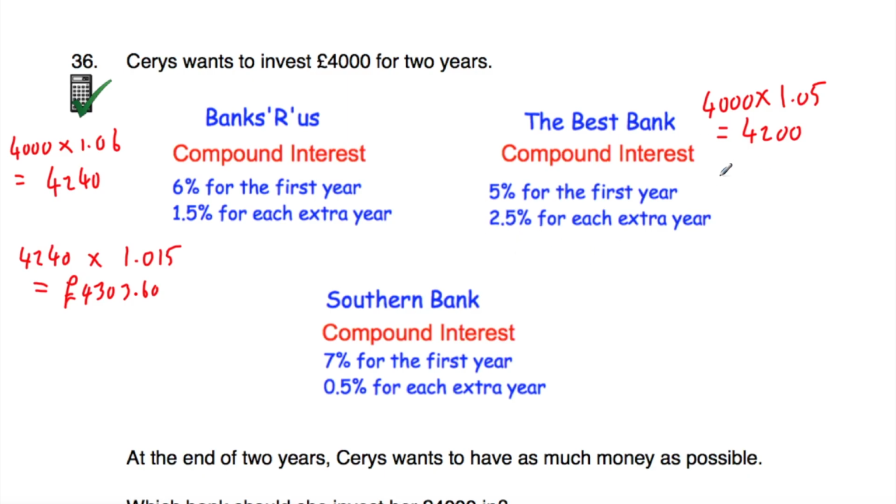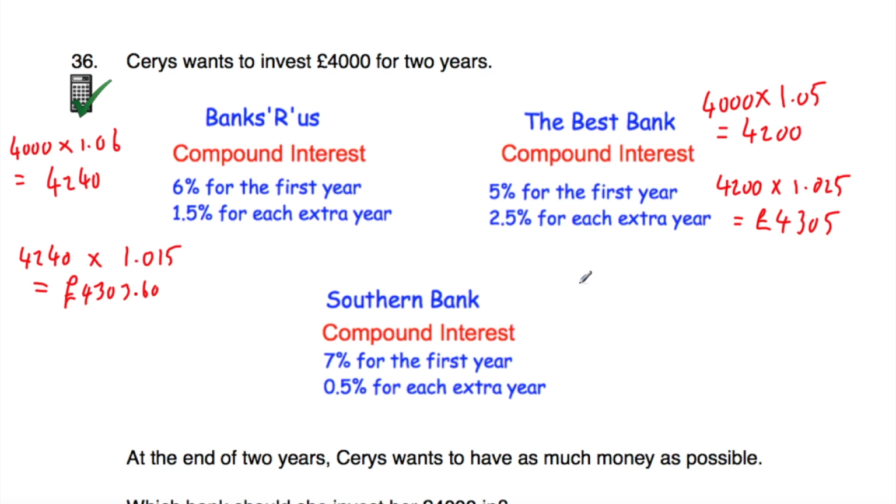Because it's compound interest, let's take the £4,200 and multiply that by 1.025, because that'll increase it by 2.5%. Multiplied by 1.025, that's equal to £4,305. So that's actually more than Banks R Us. So at this stage, she's better off with the Best Bank rather than Banks R Us. Maybe the clue's in the name, the Best Bank.